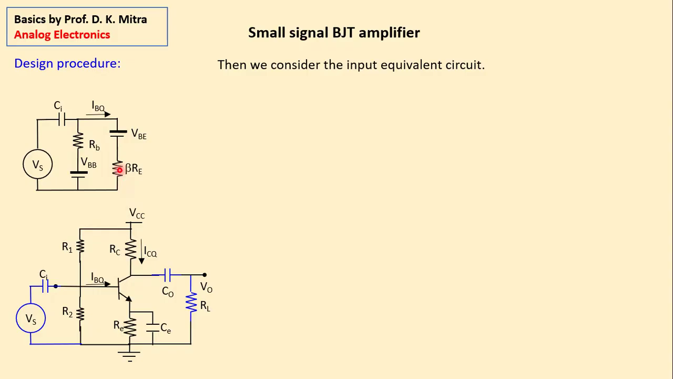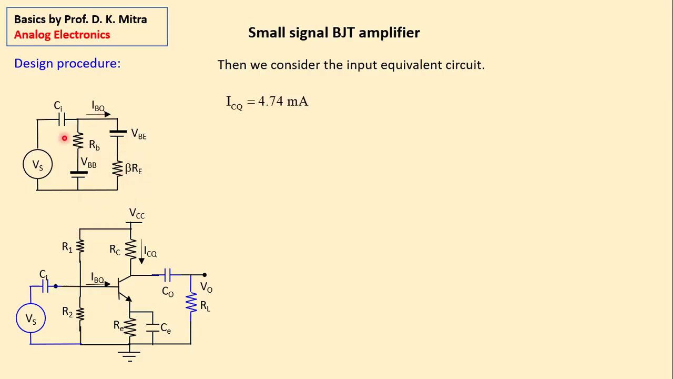I think you have learned this in your device classes, because the drop in RE is IE RE, that means emitter current into emitter resistance. Now, emitter current is beta times the base current. So if you look from the base side, it is as if the resistance itself is beta RE. That is the easiest way to understand this. So this is my equivalent input circuit.